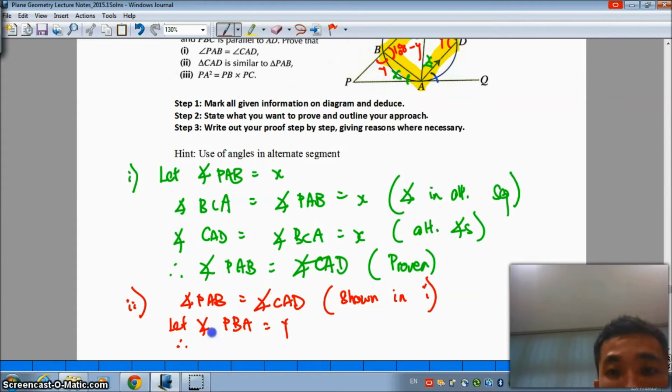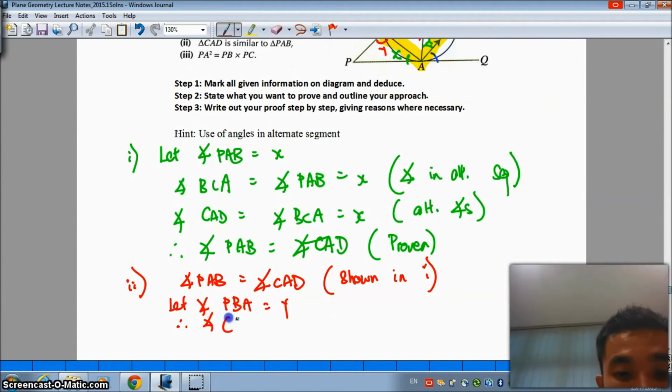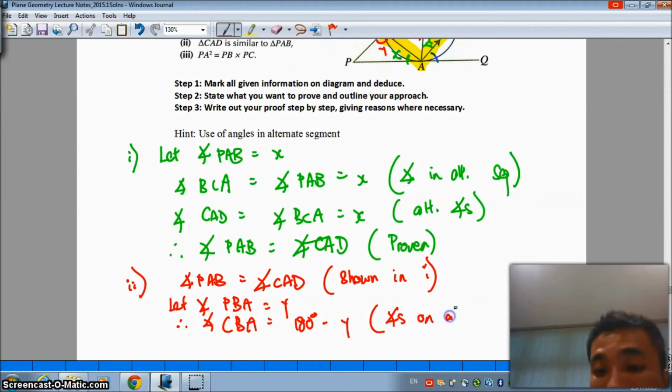So therefore, angle, let me take a look at my working again, CBA would then be equal to 180 minus y. Reason being angles on a straight line.